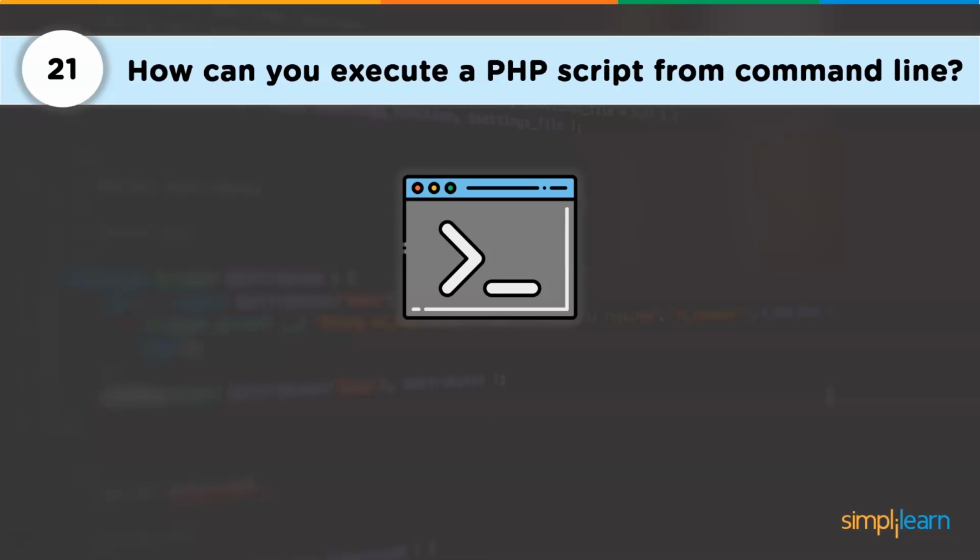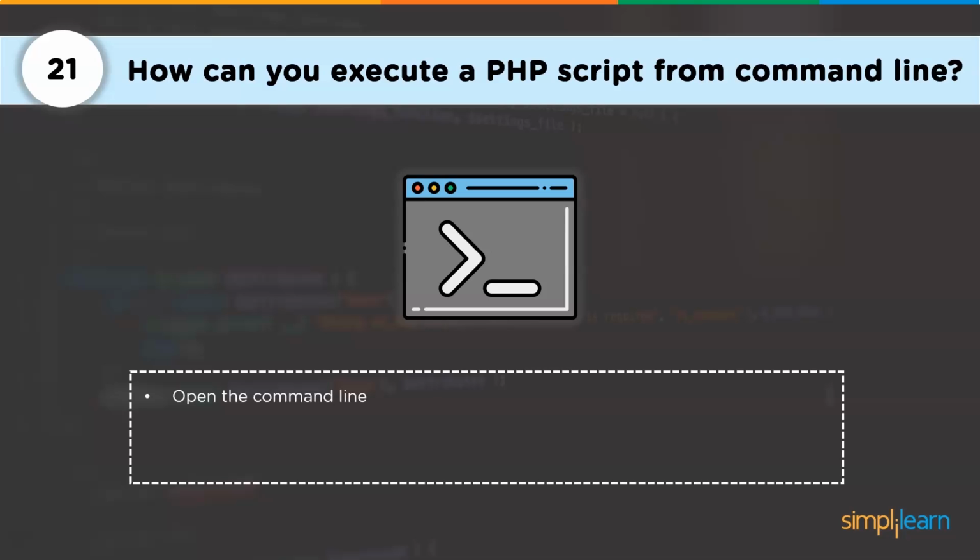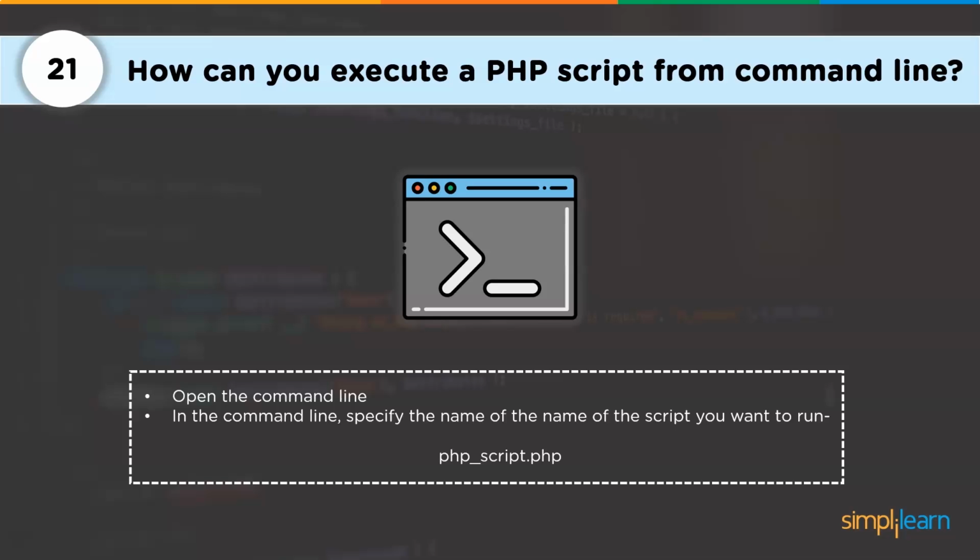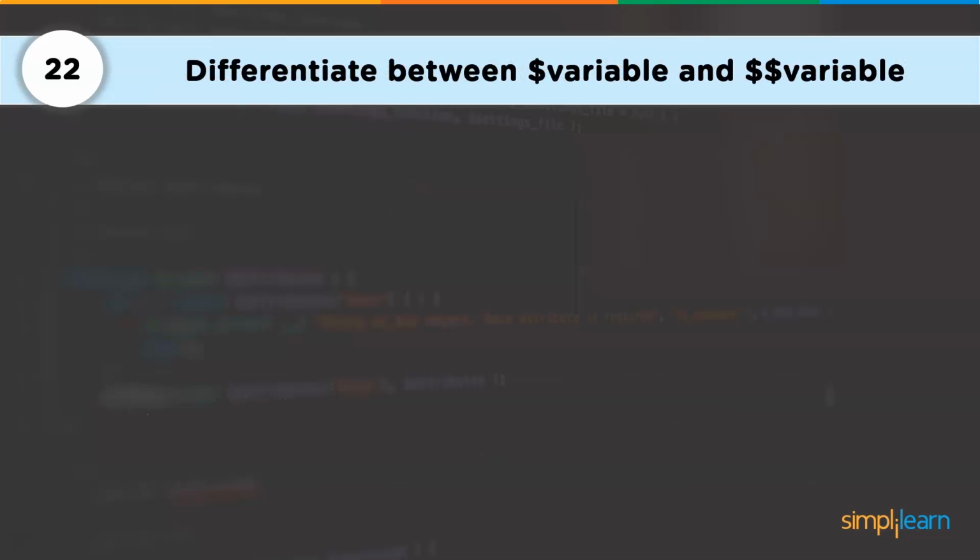Now, a PHP script from a command line can be executed by opening the command line, and inside the command line you have to specify the name of the script or name of the PHP file that you want to run. Suppose you want to run a php_script.php. So you type in the name of the PHP script that you want to run, and that particular PHP script will be executed.